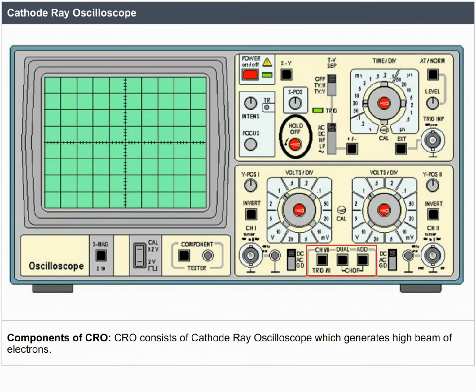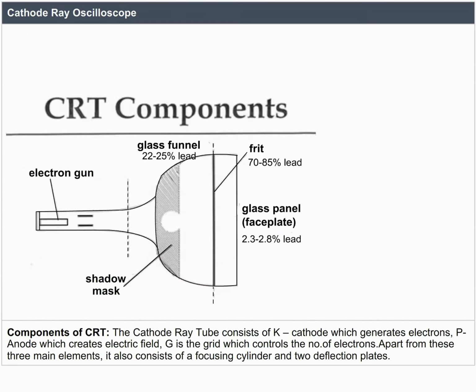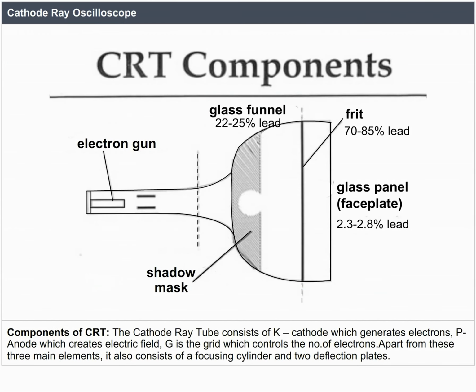Components of CRO. Components of CRT. The cathode ray tube consists of K cathode, which generates electrons, P anode, which creates electric field, G is a grid which controls the number of electrons. Apart from these three main elements, it also consists of a focusing cylinder and two deflection plates.